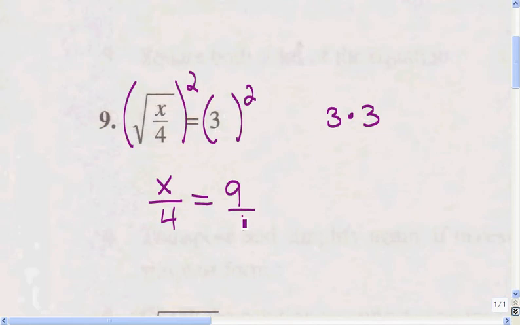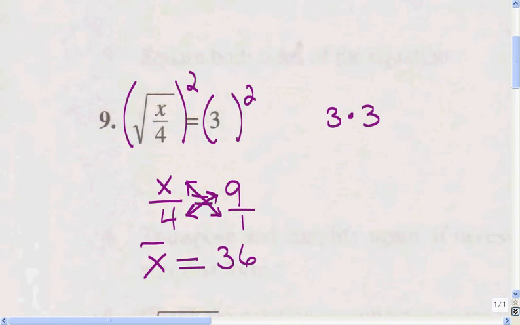Now, I'm going to cross multiply to solve this equation. When I have a fraction on one side, I like to cross multiply to solve. So x times 1 is x, and 4 times 9 is 36. X equals 36.